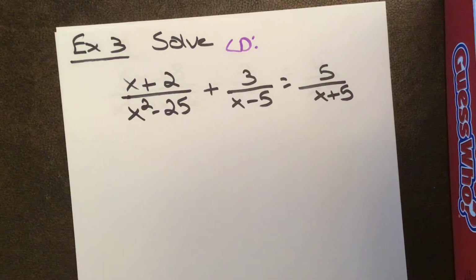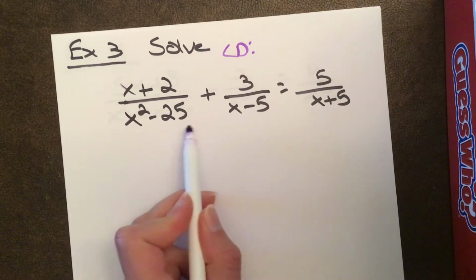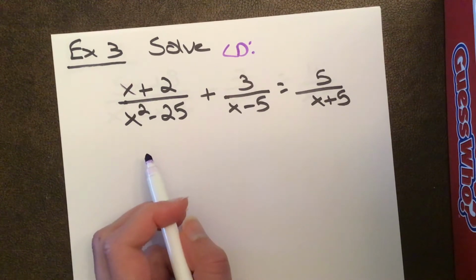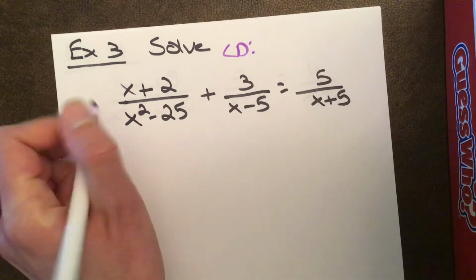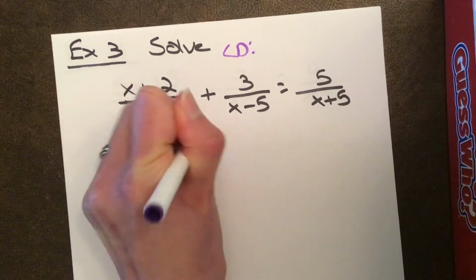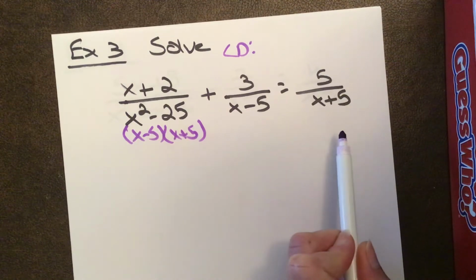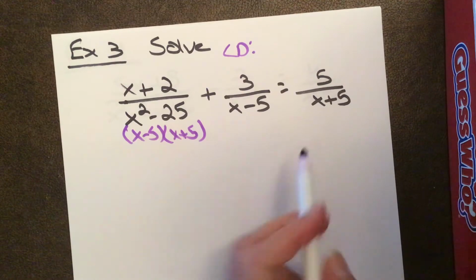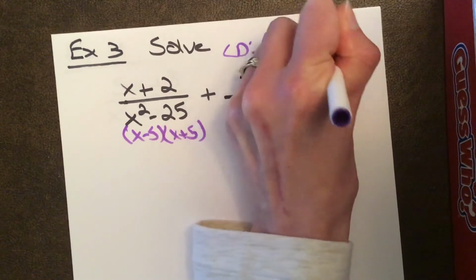So remember, to get a common denominator, if it's possible, you factor your denominators. x² − 25, hopefully that looks familiar to you. If you're saying difference of squares in your head, you're right. This is the difference of squares, so I'm going to factor this to (x − 5)(x + 5). This guy will not factor, this guy will not factor. So remember, my common denominator has to include each factor that's different. So my common denominator is going to have to include an x − 5 and an x + 5.